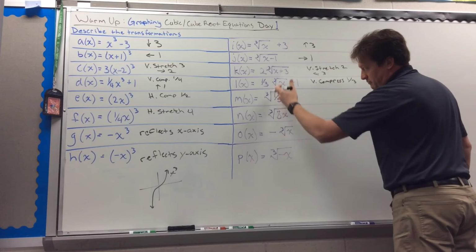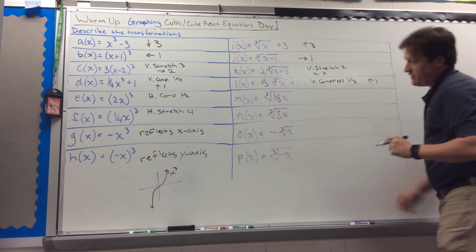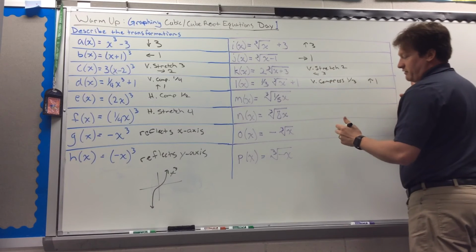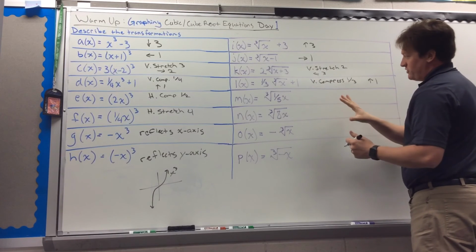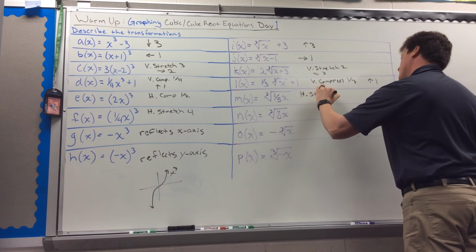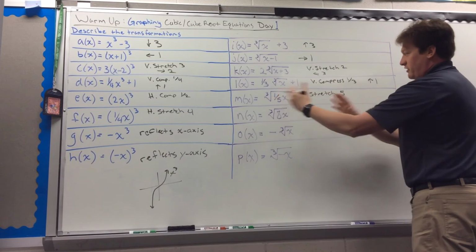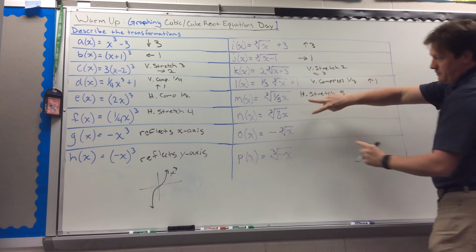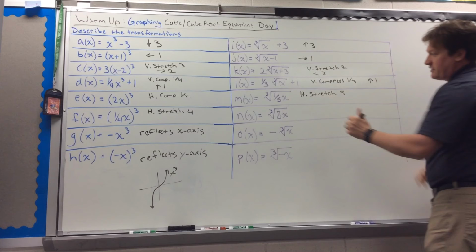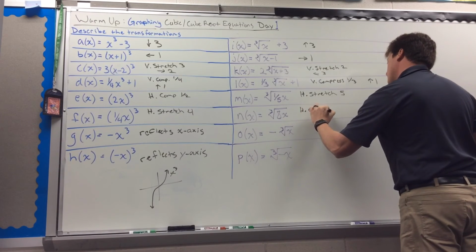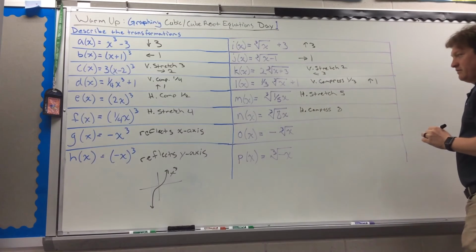Looking at our B values, 1/5 is our B value. So you take the 1/5 and you flip it. That gives me 5. 5 means it is a horizontal stretch of 5. There's no other transformations, you're stuck there. The B value is 8, so I'm going to take the 8 and flip it. That's going to give me a horizontal compression of 1/8.